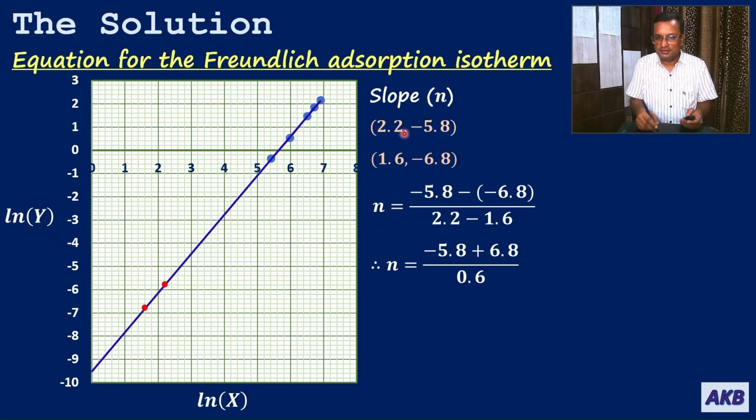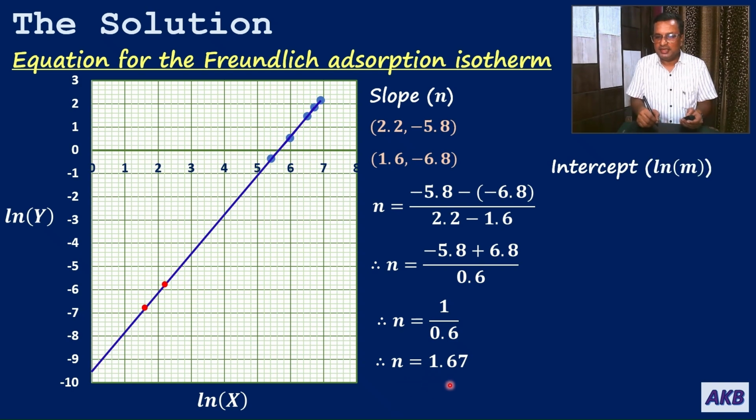So n, slope, is nothing but n. So n will be equal to minus 5.8 minus 6.8 divided by 2.2 minus 1.6. So that is, n will be equal to minus 5.8 plus 6.8 divided by 0.6. That is nothing but n is 1 upon 0.6, which gives us n as 1.67. So in this way, we get the value for n.